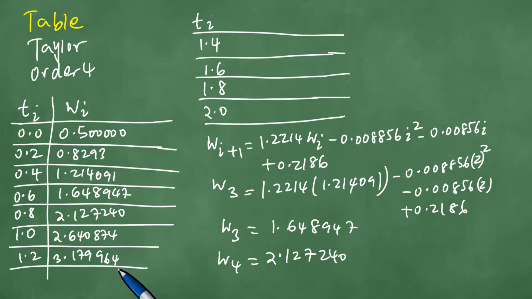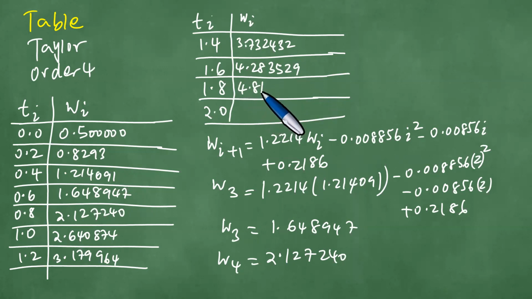And then we shall do the error. I'm going to include the error column as well. That's 1.2, then there's Wi. 1.4 is 3.732432. 1.6 is 4.283529. 1.8 is 4.815238. 2.0 is 5.30. Goodness me. Then you have quads here.